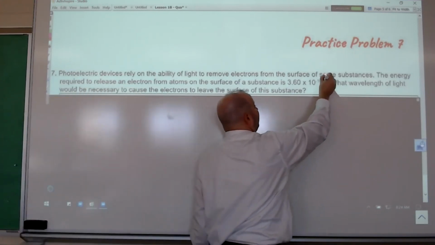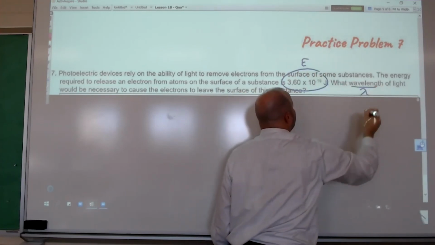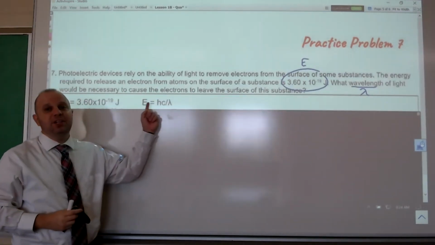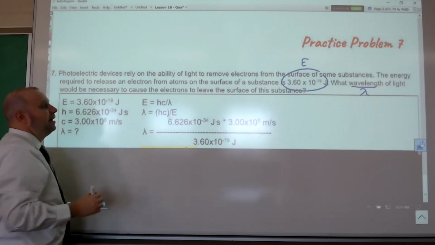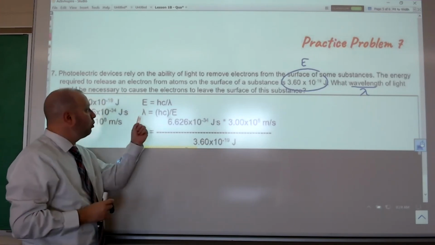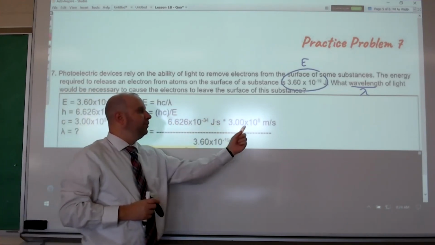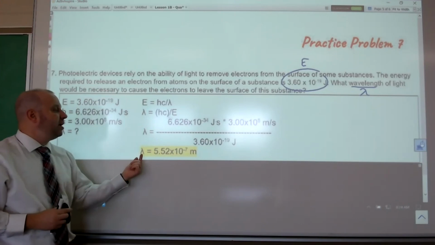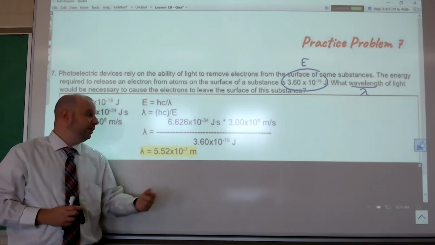Here's a problem where we are given energy and we are looking for wavelength. So we're going to use the combined equation once again. This time, since we are looking for wavelength, we must rearrange the equation. Wavelength equals hc divided by E, h Planck's constant times speed of light divided by energy. We wind up with a wavelength of 5.52 times 10 to the negative 7th meters.